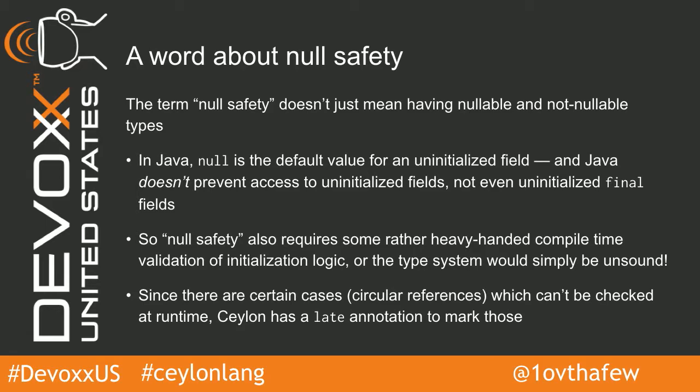I want to get a little bit deeper into this problem. When I talk about null safety, I don't just mean that my language has nullable and not nullable types. To me that's like a 10% solution. That's like the crap way. To see what I'm really talking about, we come to this idea that in Java, null is the default value for an uninitialized field. It's even worse with primitives, where it gets initialized to zero or whatever, but let's set that aside.